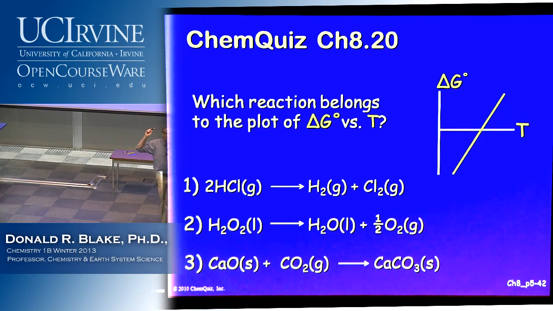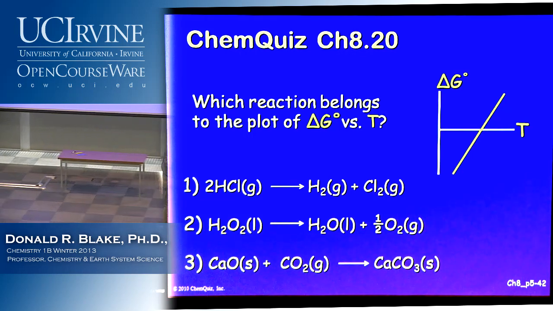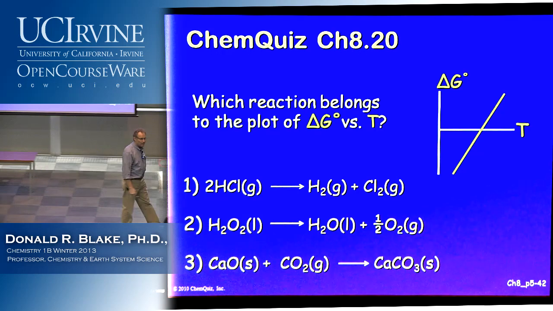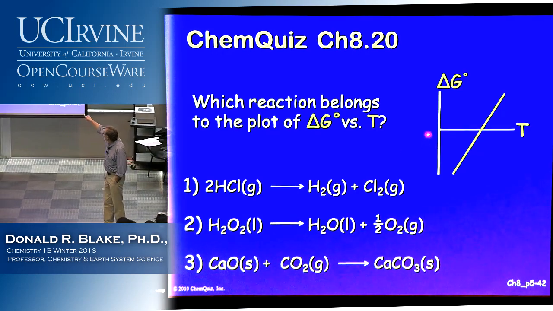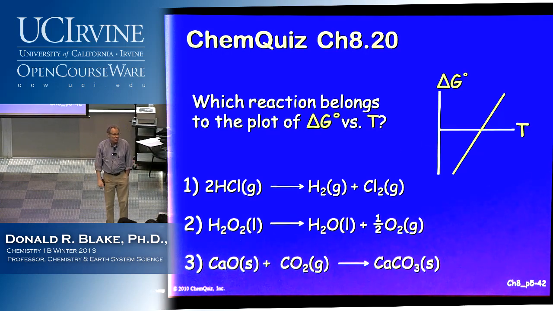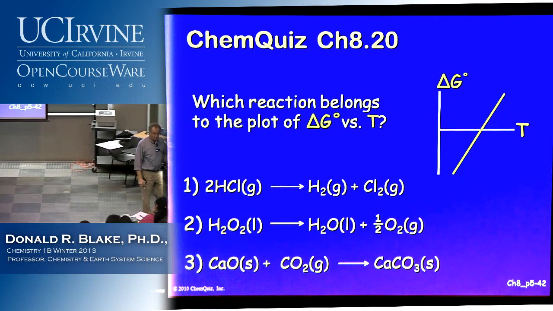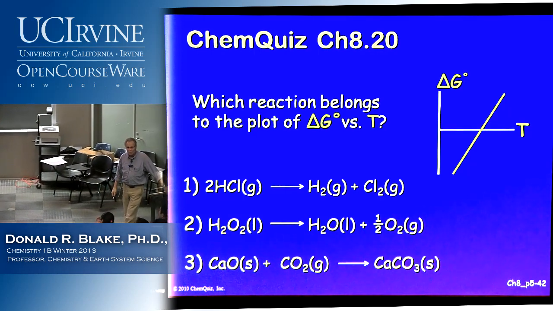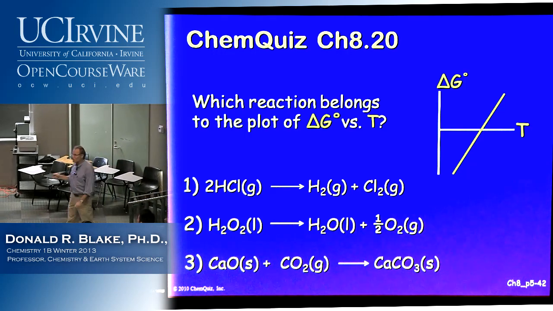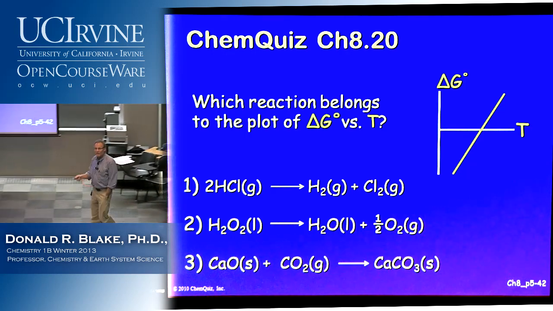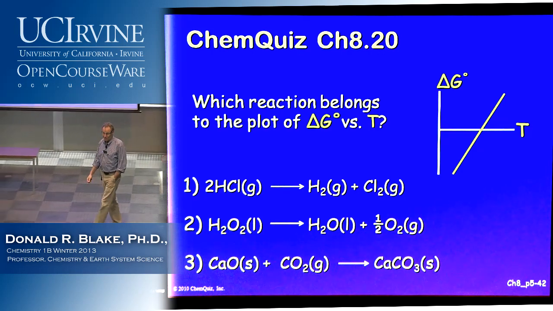What is happening with temperature? What is happening with temperature, folks? As we increase temperature, this direction, what is happening to delta G? Delta G is becoming positive, right? So what does that mean must be the case for the minus T delta S part?